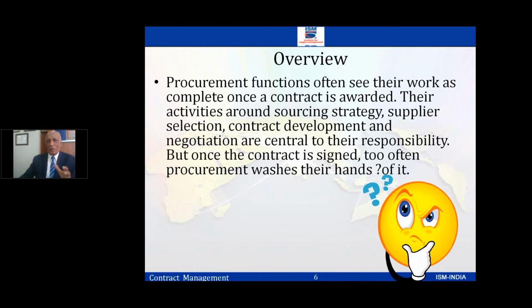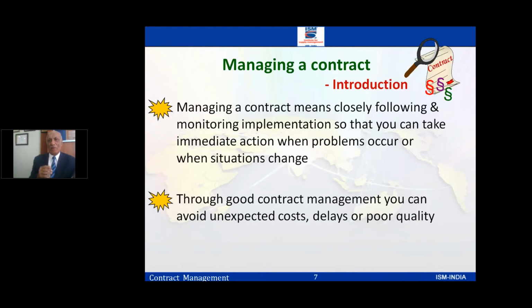Now here also I wanted to say the same thing which I said in the beginning. Normally procurement functions, once a contract is awarded, wash their hands: my job is over, and put the file into the drawer. Only when we get the pressure, oh guys, this job was to be completed by the 15th of November, or nothing has been done, then you start calling the guy, what happened? But then sometimes it's too late. Now coming back to managing a contract.